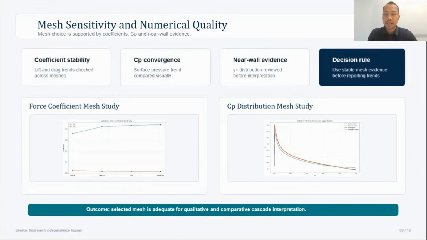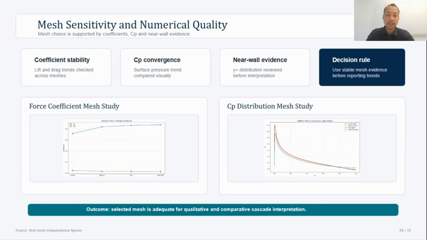So for mesh sensitivity, we do not rely on a single grid. The final decision was based on the combined evidence from force coefficient, pressure coefficient distribution, and near-wall quality. In the validation model, the fine and extra fine meshes were compared. The lift coefficient difference was about 1.34%, and the drag coefficient difference was about 1.57%. The pressure coefficient root mean square error was 0.00787. This means that the predicted flow field was sufficient and stable for the trend analysis.